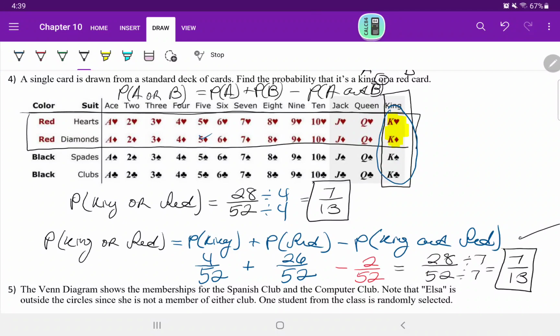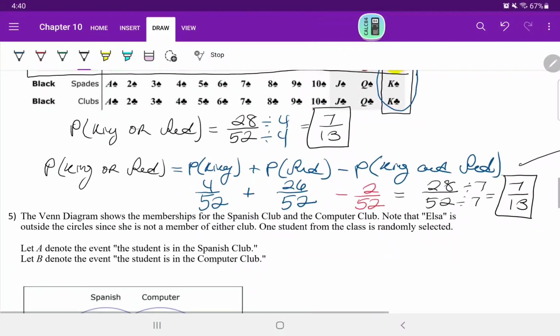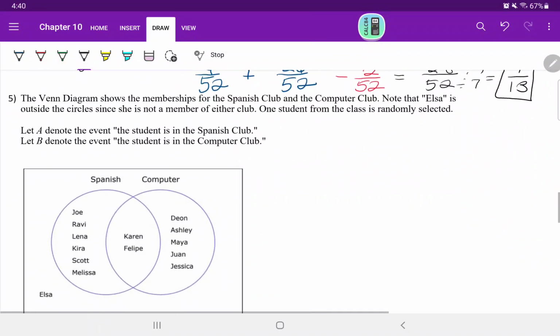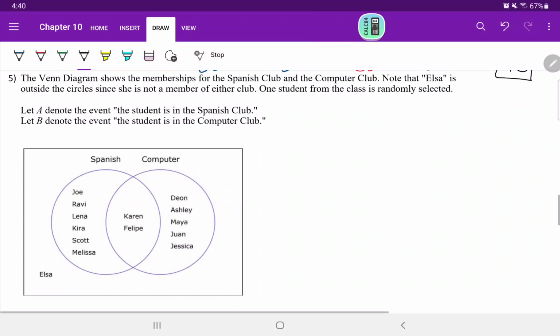Let's continue. Number 5. The Venn diagram shows the memberships for the Spanish club and computer club. Note that Elsa is outside of the circle since she is not a member of either club. One student from the class is randomly selected.